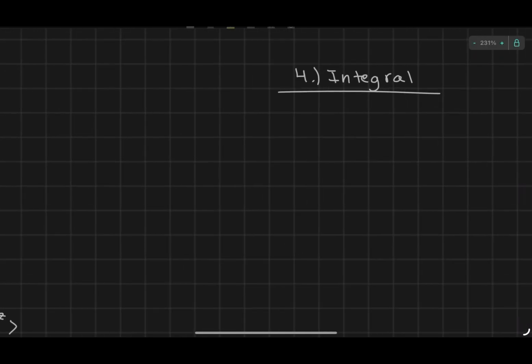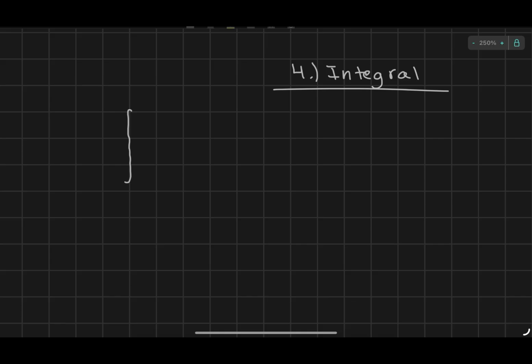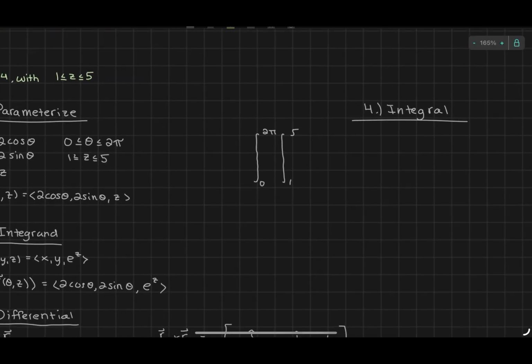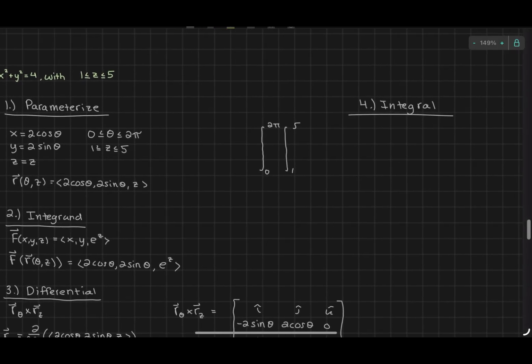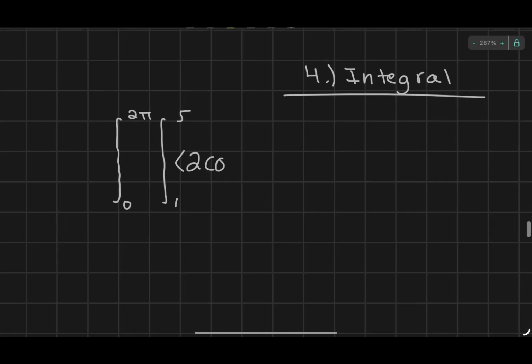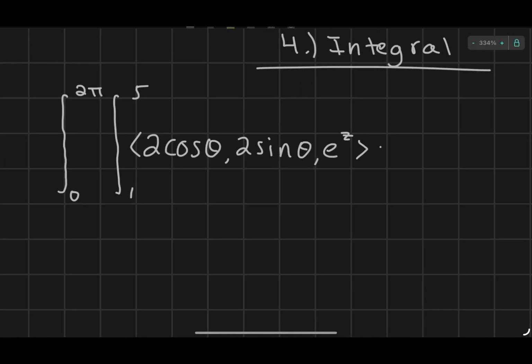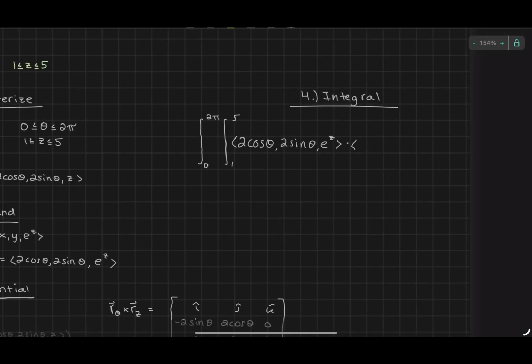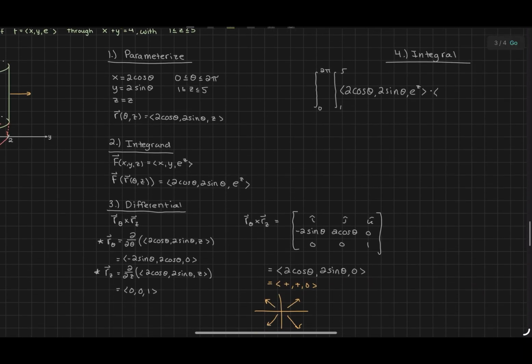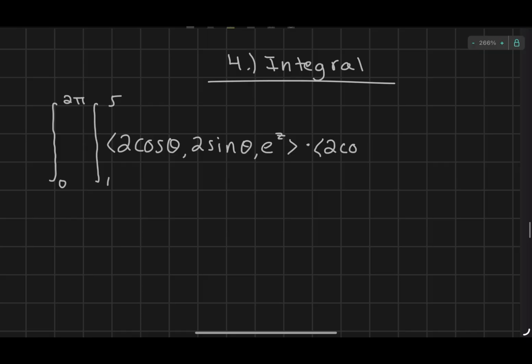Looks like this is going to be a long one, so we're going to take up some space here. We're going to have the double integral from 0 to 2 pi, and then I believe it was 1 to 5, let me check, 1 to 5 for our z. And we're going to do our integrand, 2 cosine theta, 2 sine theta, z e to the z, right? Crossed with our differential, which is 2 cosine theta, 2 sine theta, 0. And then that is going to be dz d theta.